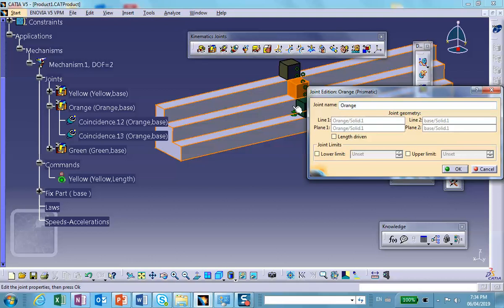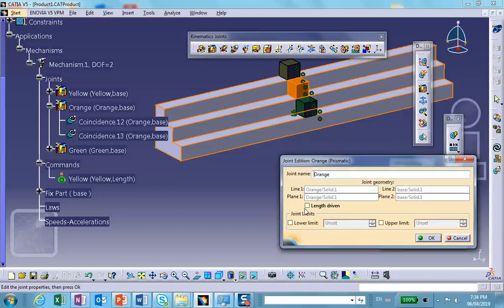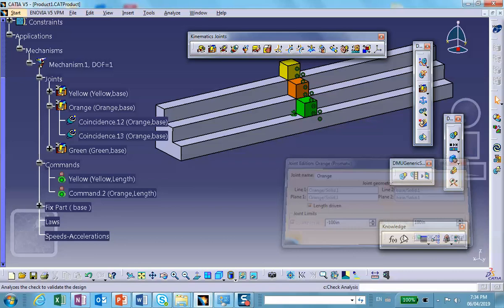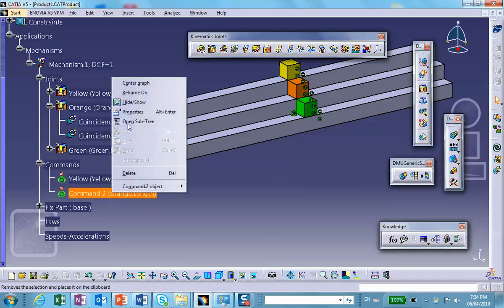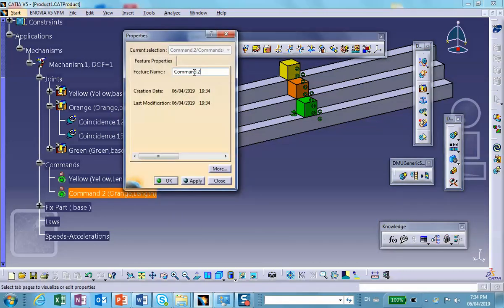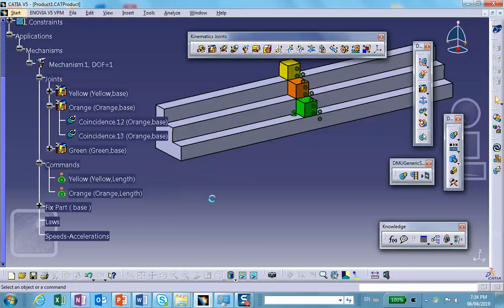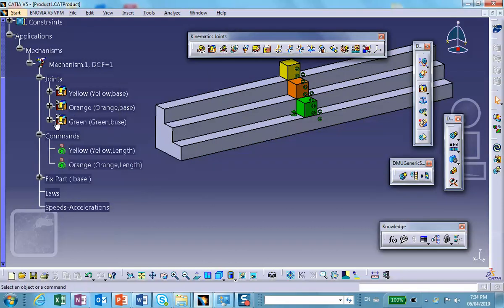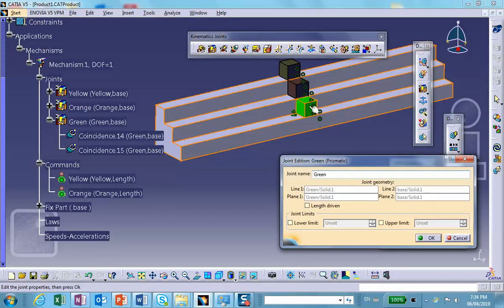Right now the orange, if you say length driven, also moves in the negative direction. You flip the arrow, you put the cursor at that blue arrow and change it, and fine. And let me change the name of this thing also to orange. It makes it a lot easier when we try to write the code later on. Finally, the green one, when we make it length driven, should go in that direction.